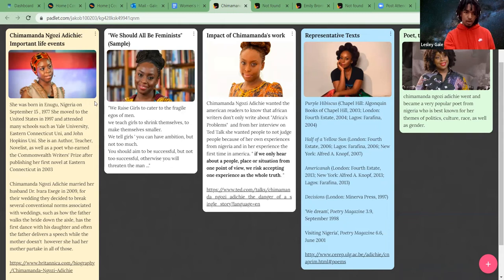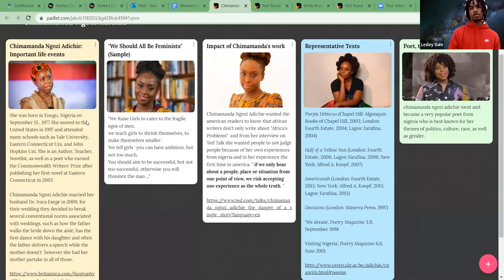She married her husband in 2009. For their wedding, they decided to break several conventional norms associated with weddings, such as how the dad walks the bride down the aisle, has the first dance with the daughter, and delivers a speech. For theirs, basically the mom did instead, so she had her mom do all those things. For her sample, I put a little sample from one of her works called "We Should All Be Feminists."